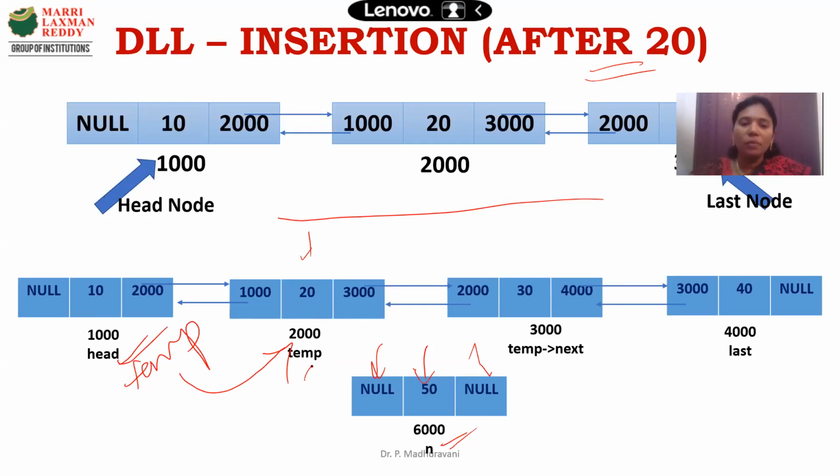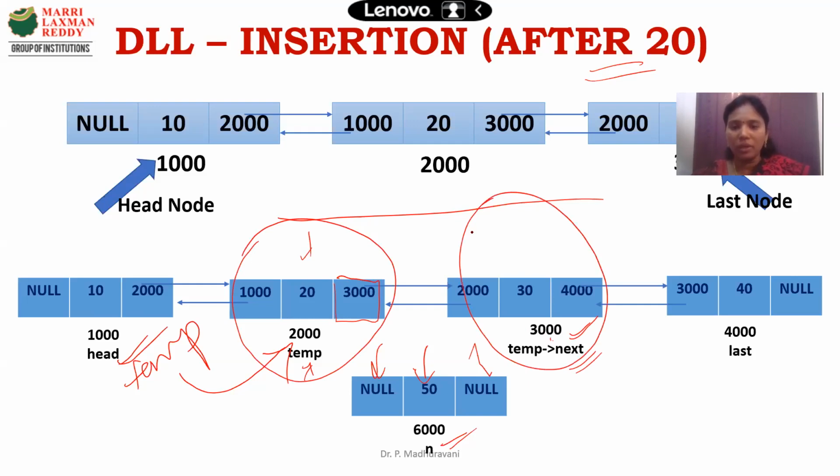So the name of this location is 2000. The address 3000 is what I am storing in the next part of temp. Hence, the name of 3000 is temp arrow next. Now, we are clear with the names of the nodes: this node is at 2000, which is temp. This node is at 3000, and the name is temp arrow next, and this node is n.